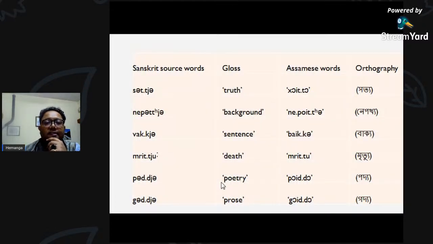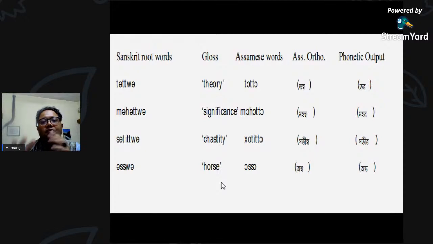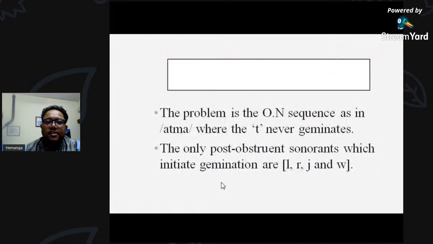This is called metathesis. Now if the word has wa, what is happening in Sanskrit and Assamese? If it is wa, tattva becomes tatta. So here nothing happens, the wa gets dropped in Assamese. Mahatva becomes mahatta. Satitva becomes satita. Ashwa becomes assa. So these are some of the changes that you can see in Assamese.